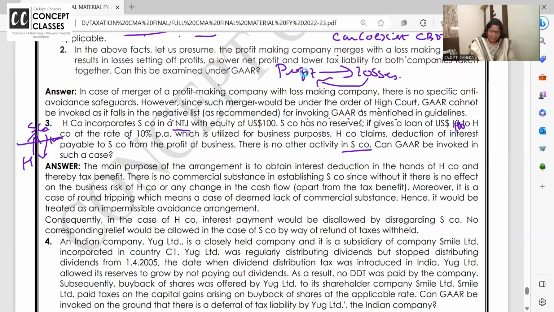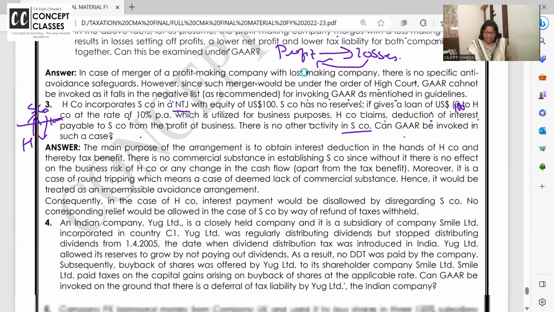ESCO कहाँ पे बनाया है, कौन से एरिया में है? No tax jurisdiction. तो हमने एक सब्सिडरी बनाई कंपनी ऐसे एरिया में जहां पे there is no tax, and if ESCO gives loan of US dollars 100 crore, sorry 100 at the rate of 10%, which is utilized. So HCO claims deduction of interest. Okay, there is no other activity. Can GAR be invoked? Yes.